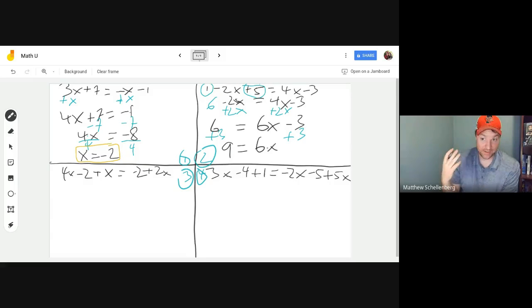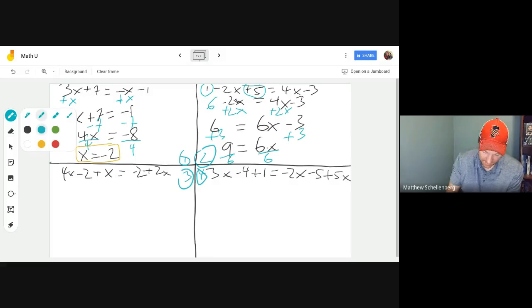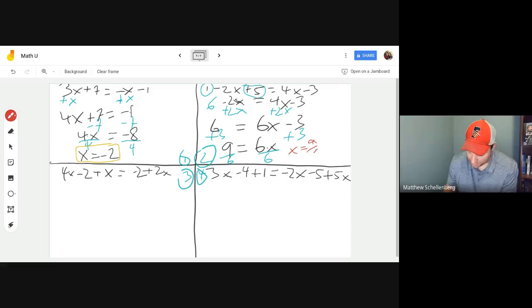Times, the opposite of times is division, so therefore I will divide both sides by 6. And so I'm going to divide this by 6 and this by 6. And that gives me the answer, 9 over 6, right? X equals 9 over 6, but that's not simplified.